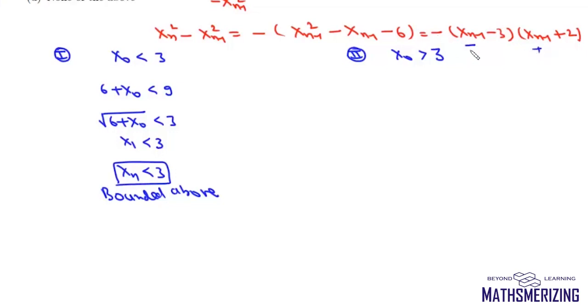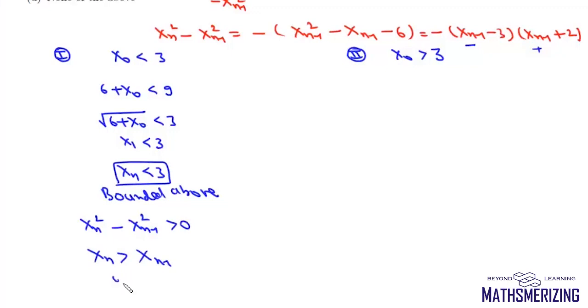Now if xn is less than 3, then this value will be negative, this value will be positive, and then we have this minus sign here, so it will be minus and minus plus. So we can write xn square minus xn minus 1 square will be greater than 0, that is xn is greater than xn minus 1.